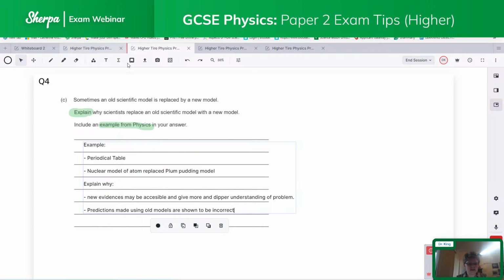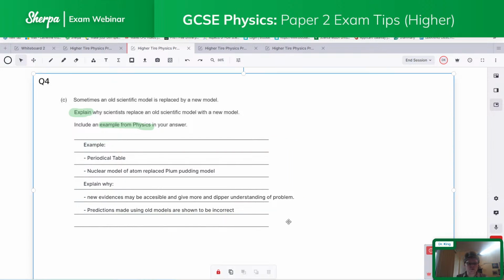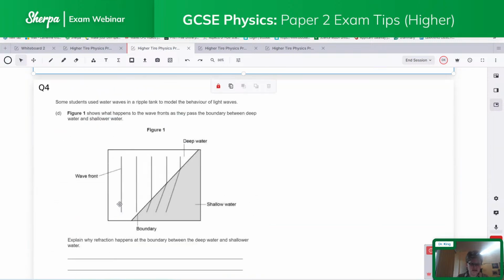So if that question is for 3 points, to explain the reason and give 1 example, that will score you the maximum points. Remember to clearly separate your example and your explanation of why, especially since they divide that in the question. Make sure your description clearly distinguishes between the explanation of why scientists replace old scientific models with new ones, and the example you give for that from physics.